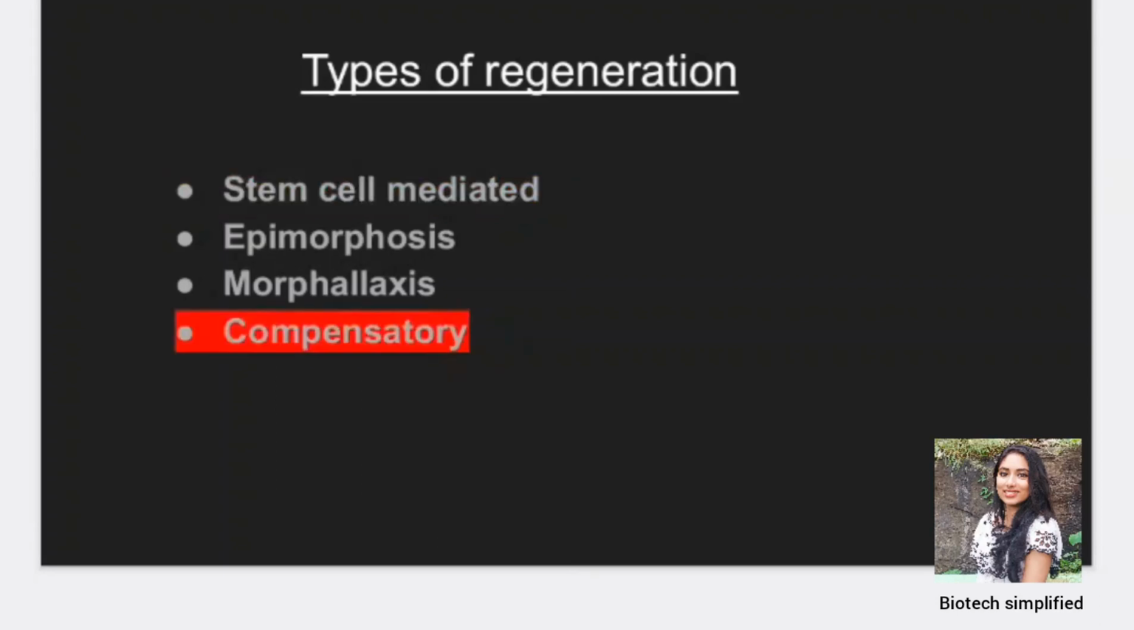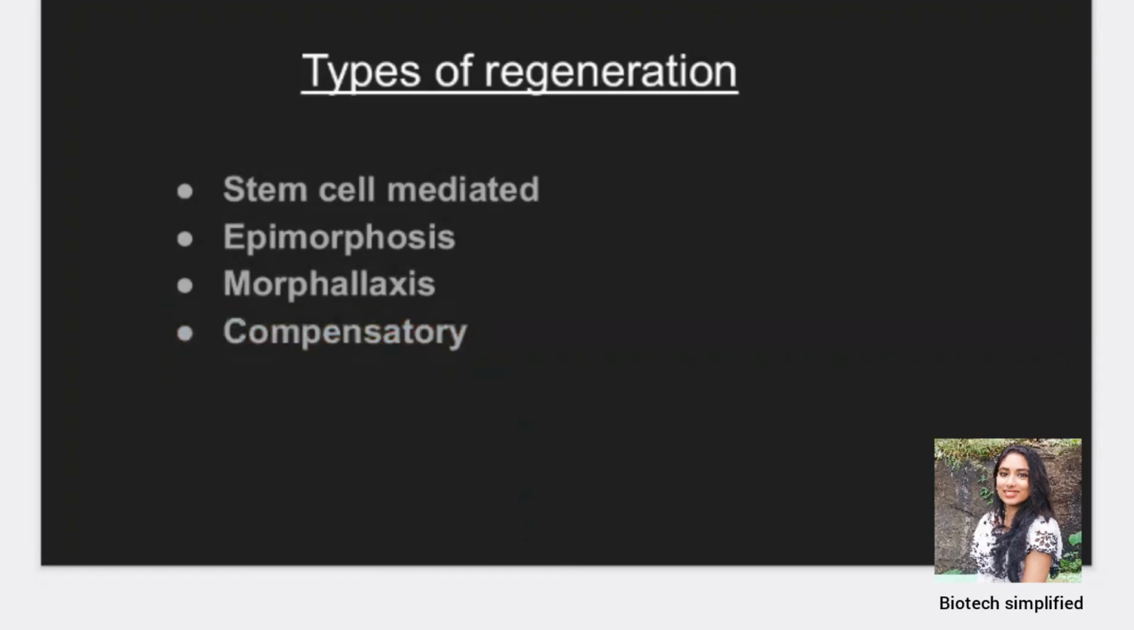So now let's move to the next type of regeneration, which is compensatory regeneration. We all know that in human beings, the capacity for regeneration is much lower. The most commonly seen regeneration in human beings is compensatory regeneration. In humans, if a part is lost, the remaining part increases in size so that it replaces the gap. This is usually seen in the liver, and the liver is the best example of compensatory regeneration.